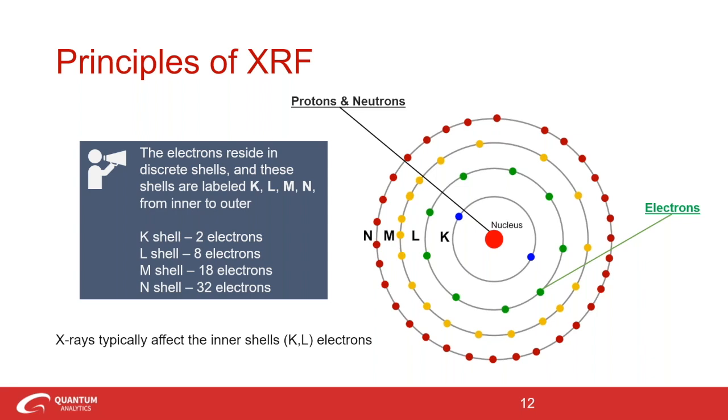So you've got the electrons that reside in these discrete shells. This is kind of the key or an emphasis for XRF: these shells are labeled K, L, M, and so on, from inner to outer. And X-rays will typically affect the inner shells, usually around the K and L electrons.